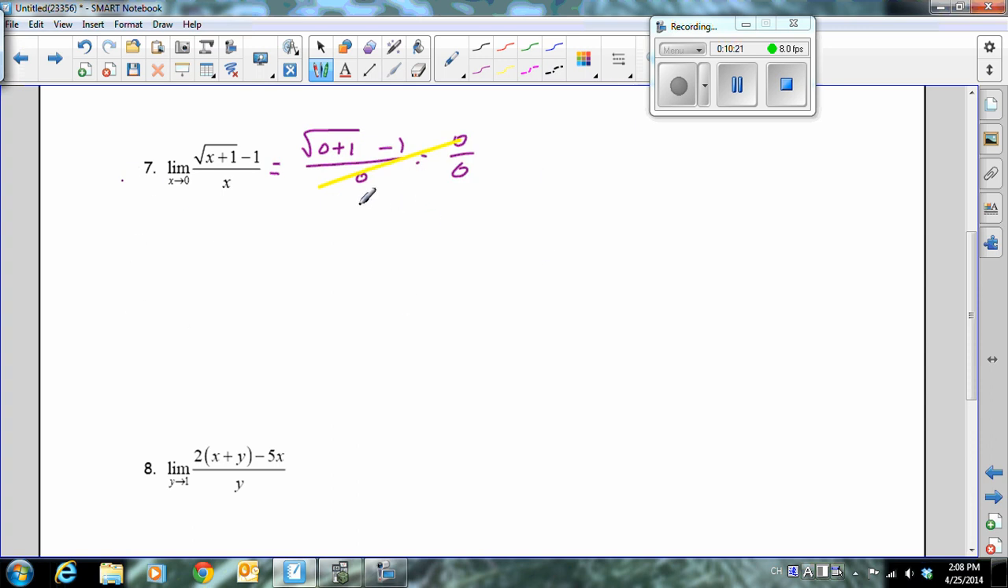What I would do instead is try to work this out. Every time I have this type of square root, I will try to multiply by its conjugate. So that will be square root of x plus 1, minus 1, over x. And I will multiply the top and bottom by the conjugate, which is the square root of x plus 1, plus 1. Top and bottom, square root of x plus 1 plus 1.